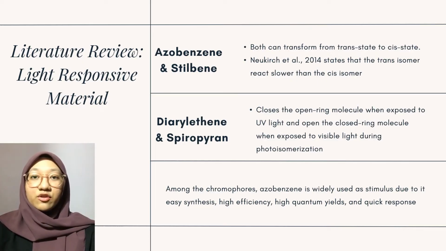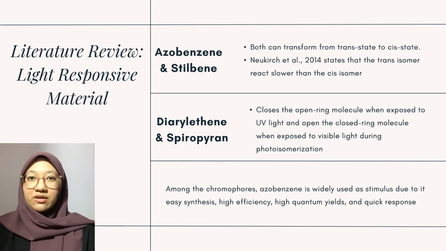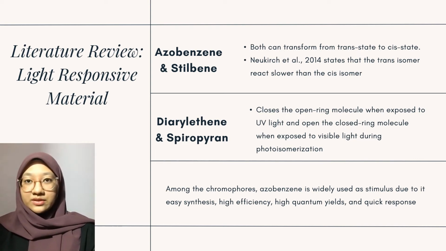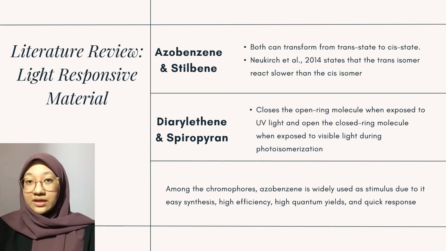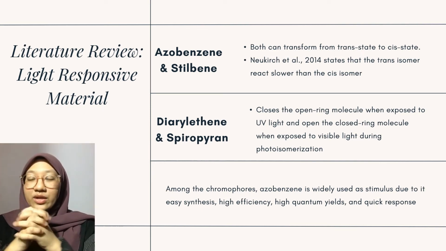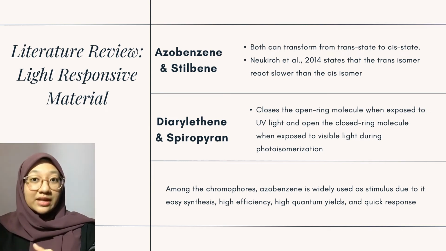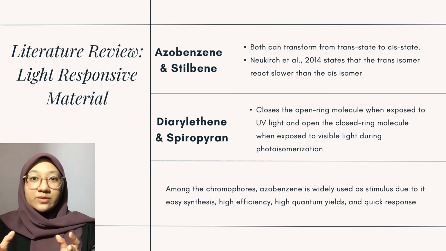A variety of chromophores such as azobenzene, stilbene, diarylethene, and spiropyran are used as photoresponsive stimuli of LCMs. Azobenzene and stilbene both can transform from trans state to cis state, and according to Newkirch and a colleague, they state that the trans isomer reacts slower than the cis isomer for both azobenzene and stilbene. Besides, diarylethene and spiropyran close the open ring when a molecule is exposed to UV light and open the closed ring when exposed to visible light during photoisomerization.